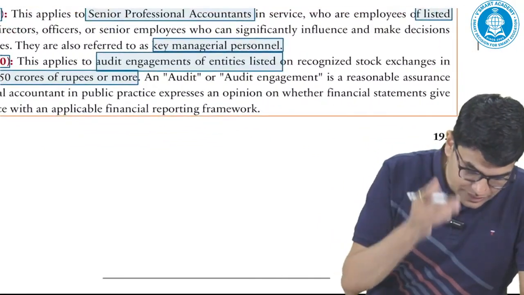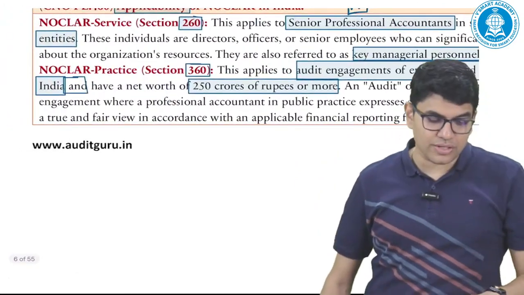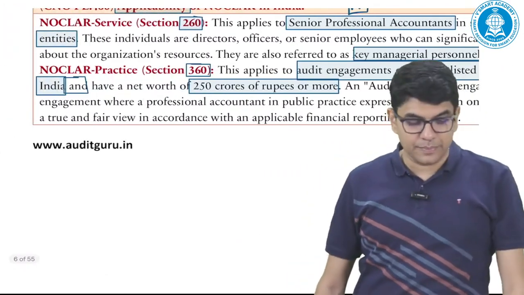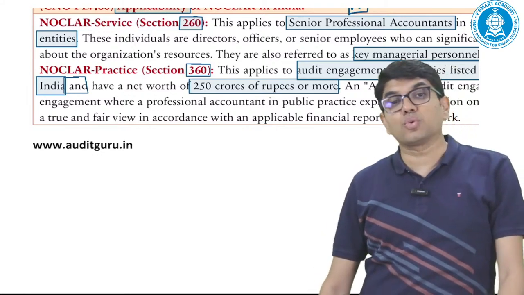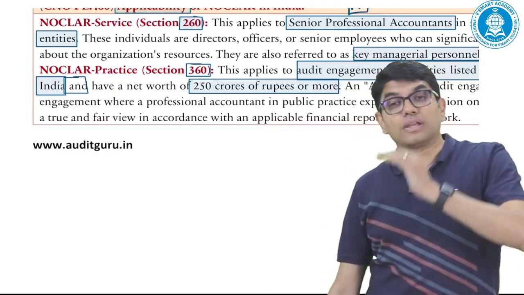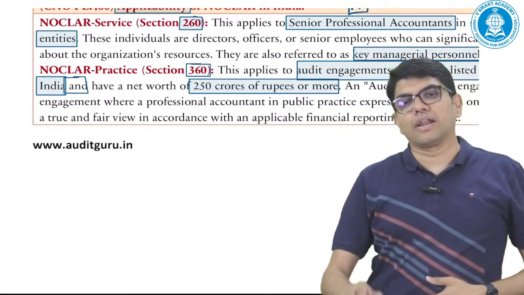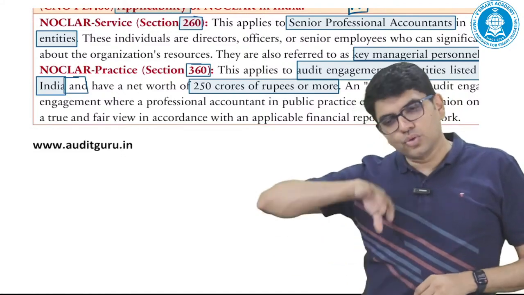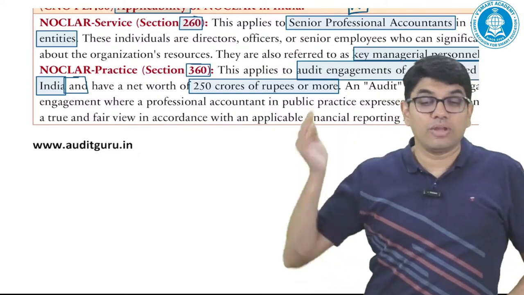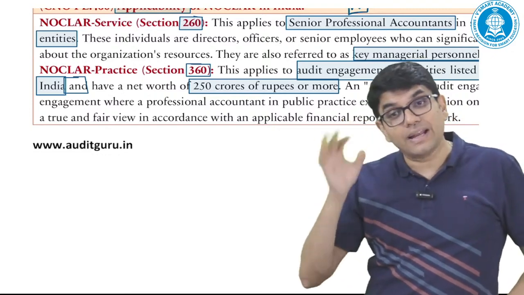An audit engagement is a reasonable assurance engagement where a professional accountant in public practice expresses an opinion on whether financial statements give a true and fair view under the applicable framework. And it is applicable only when you are doing audits. Okay. So if you are doing a review, see, the word review has two meanings. To do the whole checking in short, that is called review, that is review engagement. We have a separate chapter on this in the new course, review engagement.